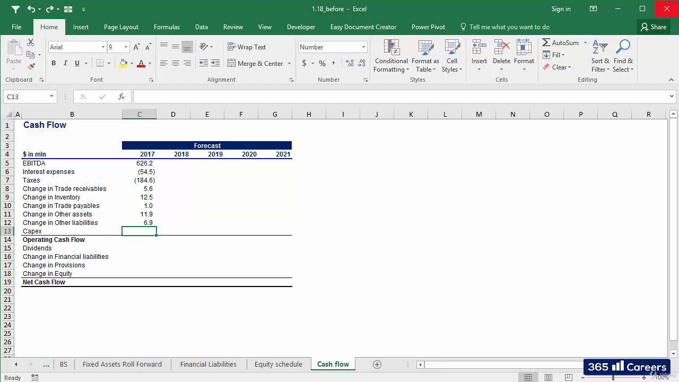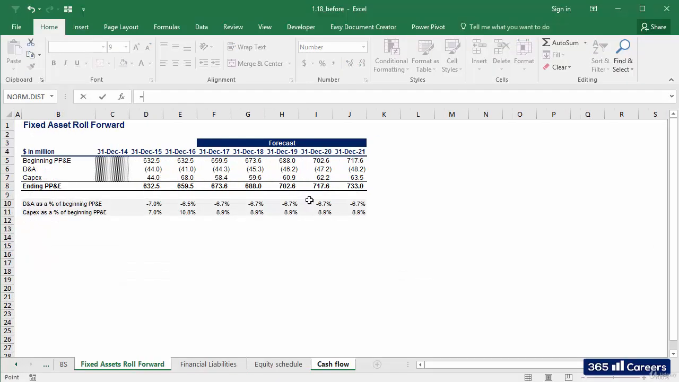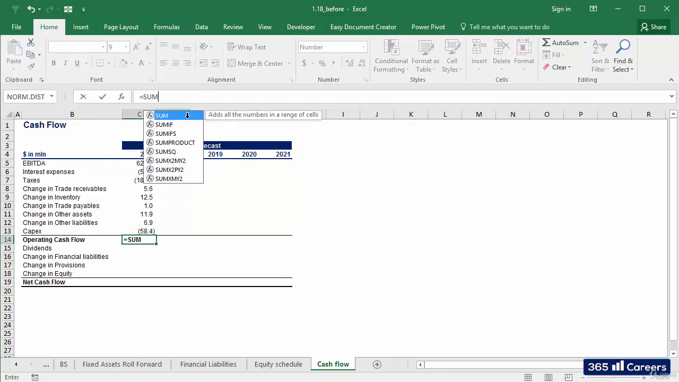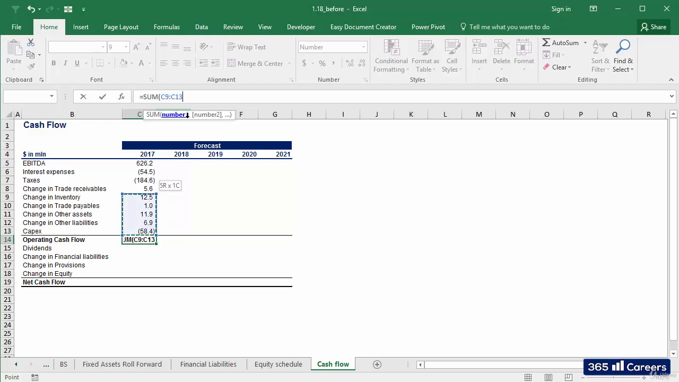The next item is CapEx, or capital expenditures. They are capitalized costs and represent an asset, which the firm took on its balance sheet. We already calculated the CapEx in the forecast period. Let's link to the fixed asset roll forward sheet. Please note we have a negative sign here. Very well. This gives us the firm's operating cash flow. Let's sum all items above and calculate operating cash flow.